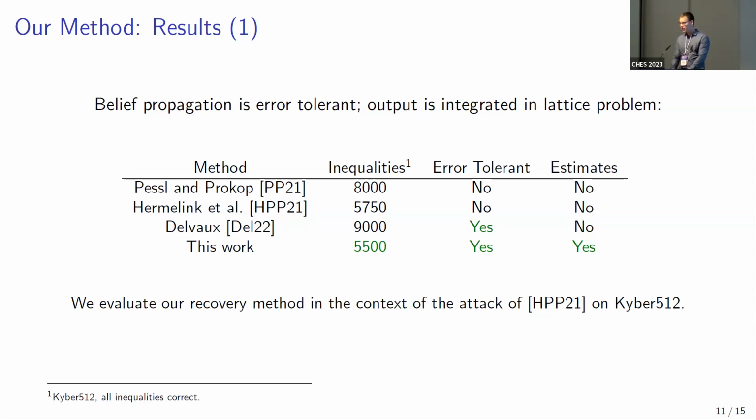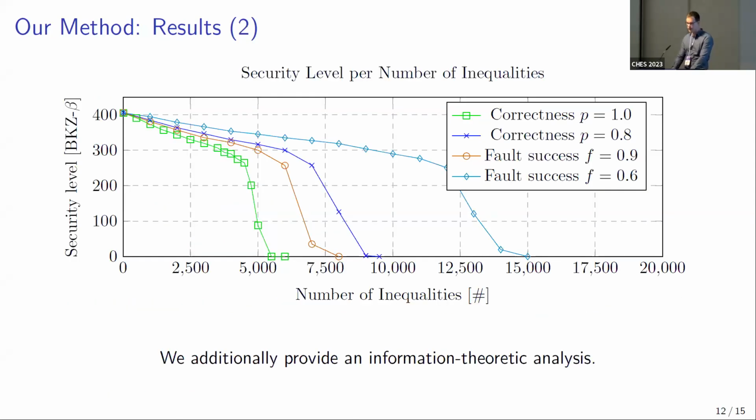We evaluate this recovery method in the context of the previous fault attack. That means we used their simulation and subsequently used our key recovery method with the inequalities obtained in this attack. So this is also where the numbers are from, but as all these attacks recover the same kind of information, that really doesn't differ between the attacks. The security estimates are shown on this slide.